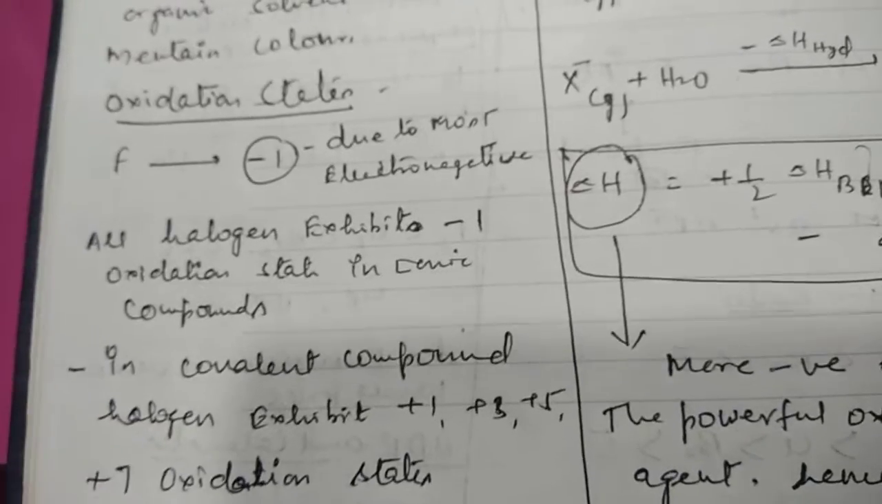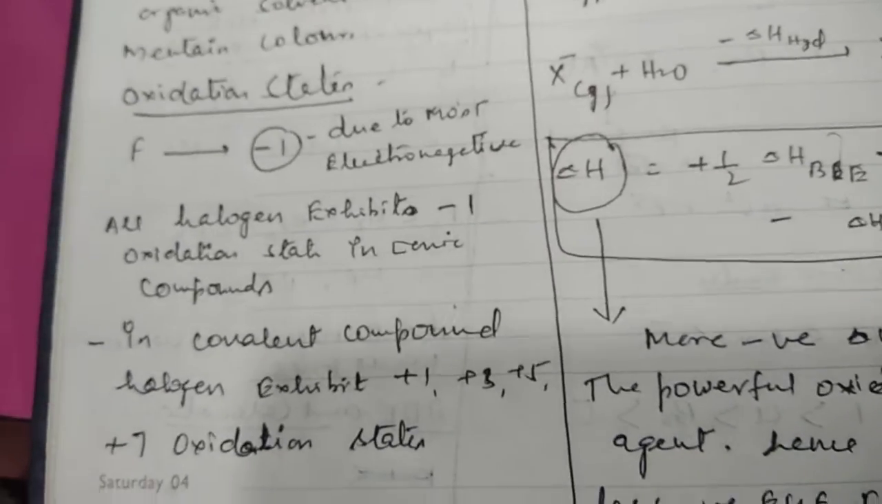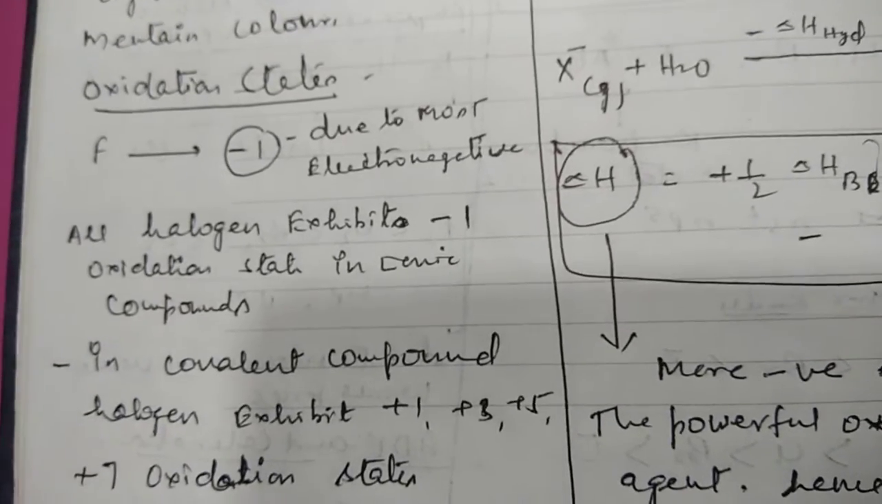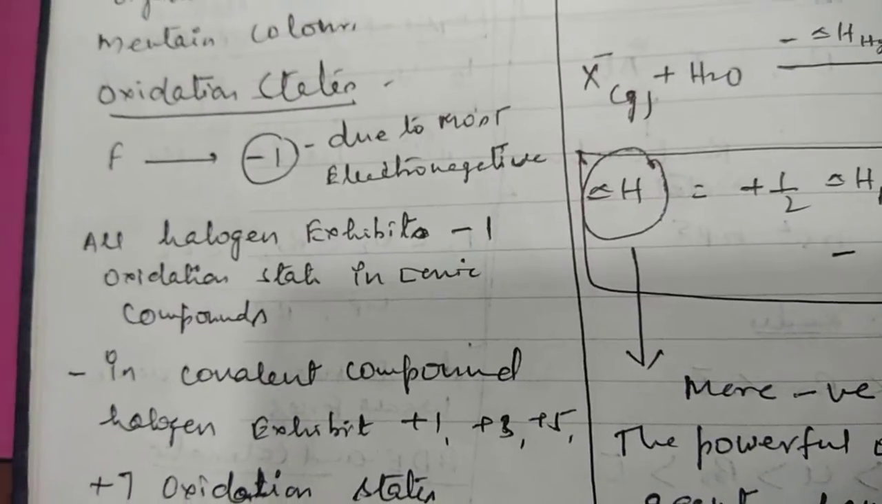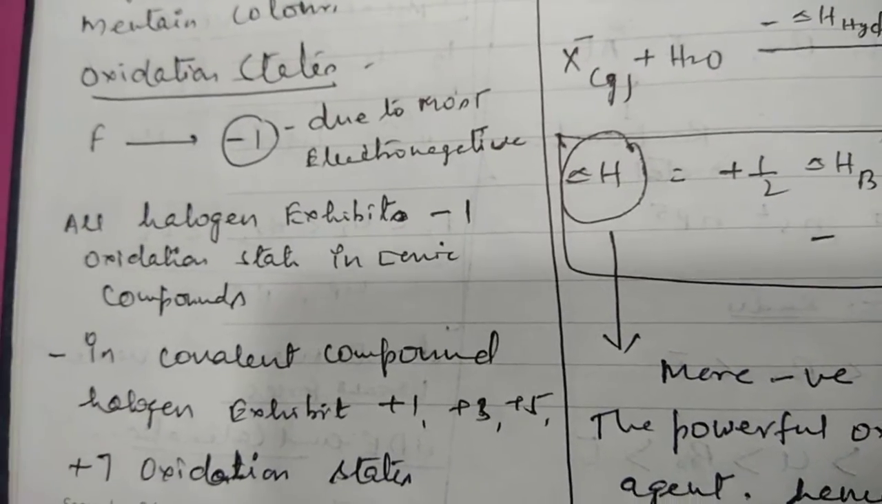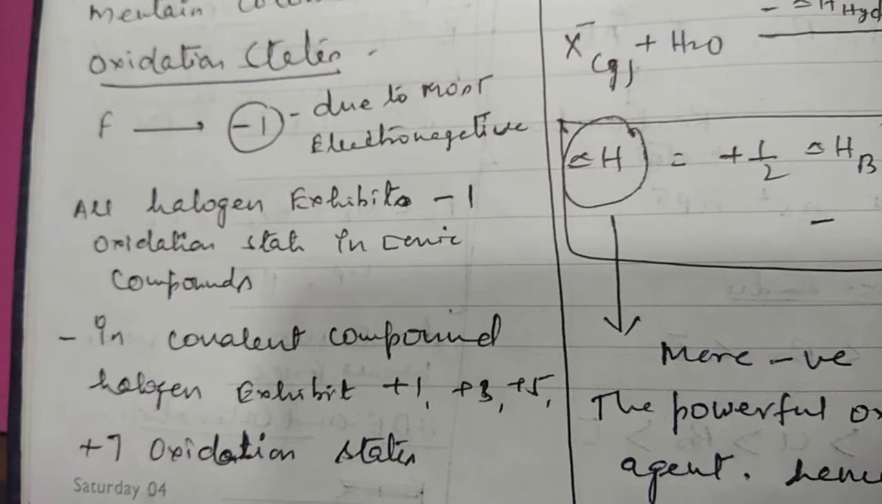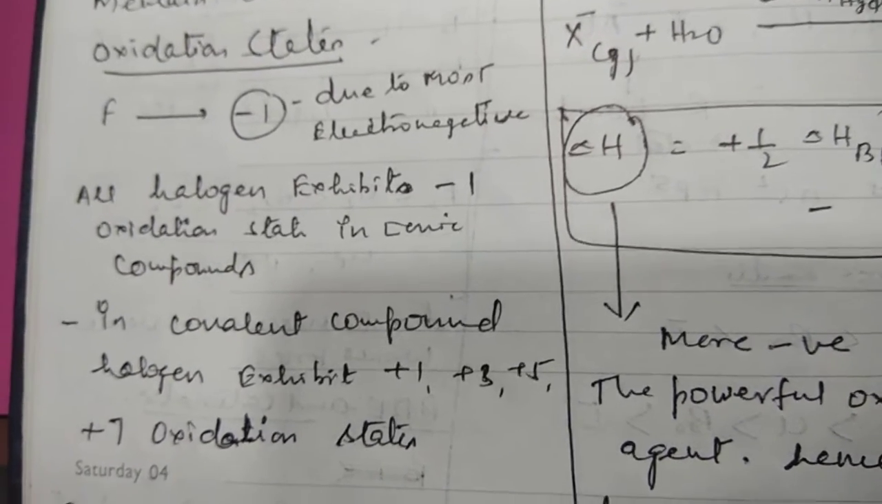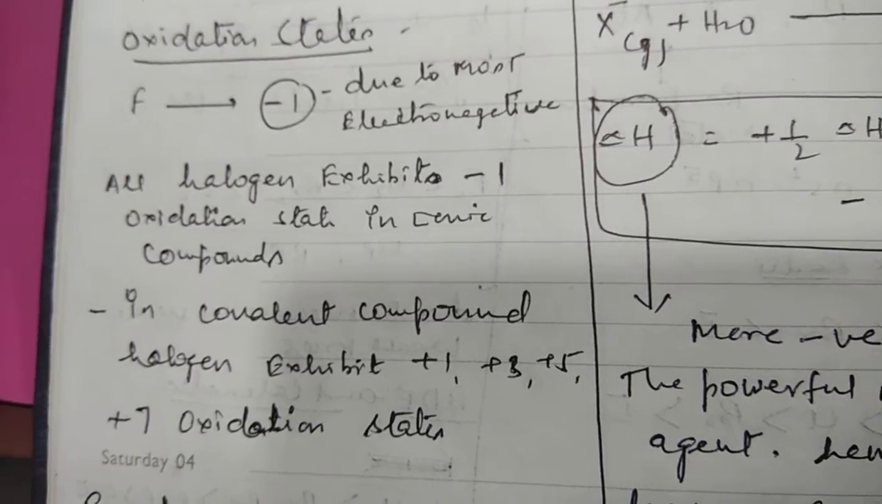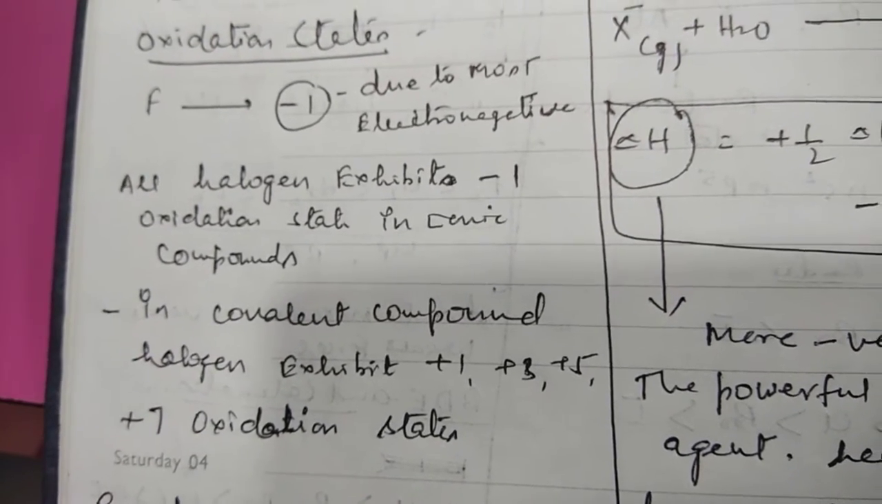Okay, class, welcome back. I am Anil Saxena, your chemistry teacher, with the topic P block element of chemistry, CBSE board. Topic is oxidation state. Class, fluorine, the first member of halogens of the 17th group element, exhibits -1 oxidation state because it is the most electronegative element among all the elements of the periodic table.